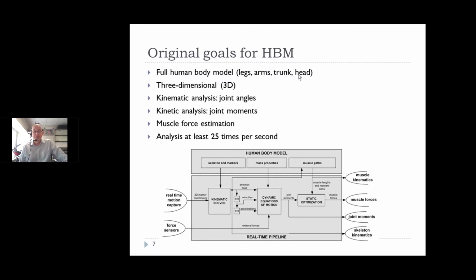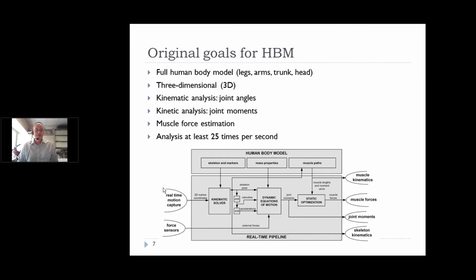It had to be three-dimensional, and we need to produce kinematic analysis, joint angles, and kinetic analysis, joint moments, and also estimate muscle forces. And to be useful for real-time and virtual reality, you need to have an update rate of something like 25 times per second. So this flowchart gives you an idea of the data flow.